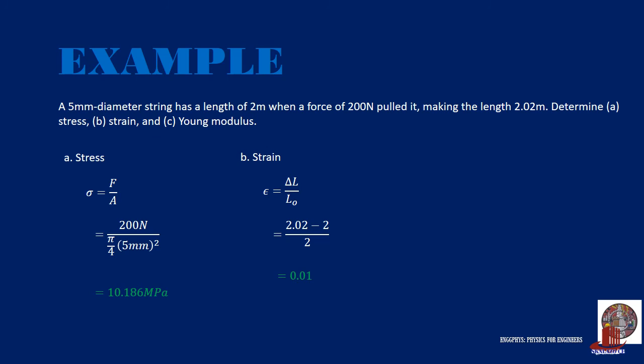From the two solved parameters, we can compute for Young's modulus as sigma equals Y epsilon. So Y equals 10.186 megapascal over 0.01, and that is Y equals 1018.6 megapascal.